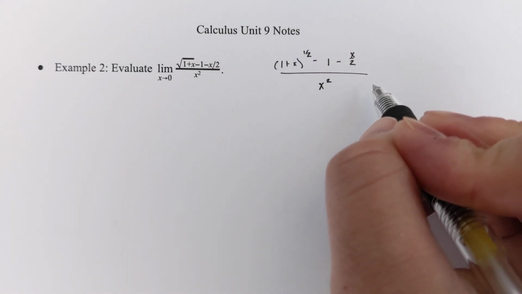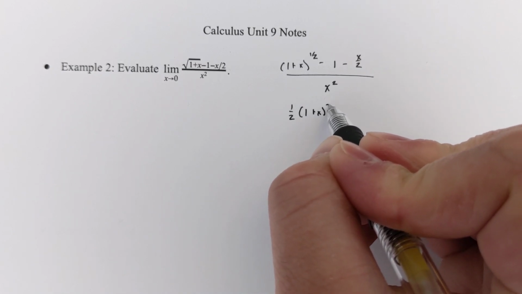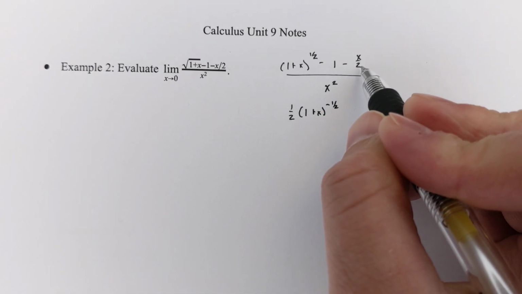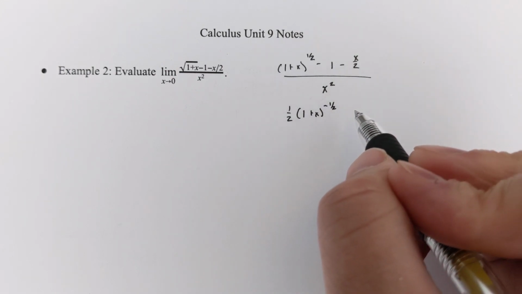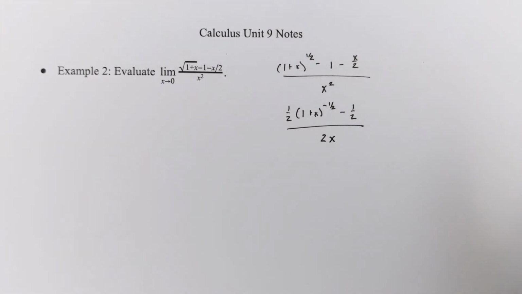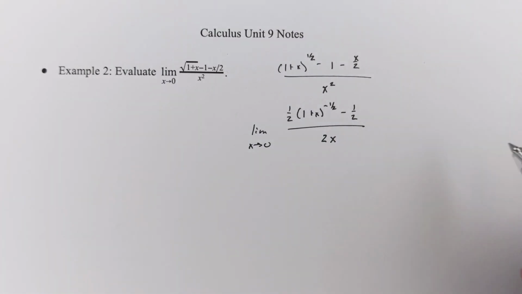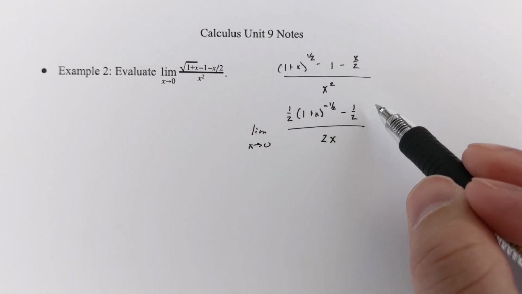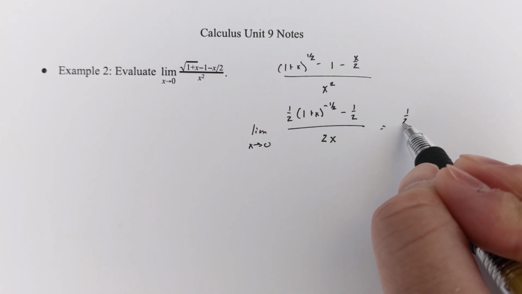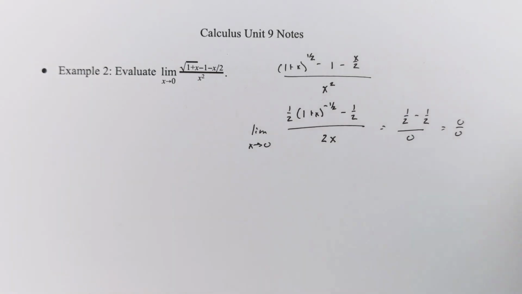Now if I do the derivative, I get 1/2, 1 plus x to the negative half. That 1 goes away. X over 2 is the same thing as half x, so it just becomes minus half. The derivative at the bottom is 2x. So the limit as x approaches 0. Now if I plug 0 in, I get 1/2 minus 1/2 on top over 0. So I get 0 over 0 again.